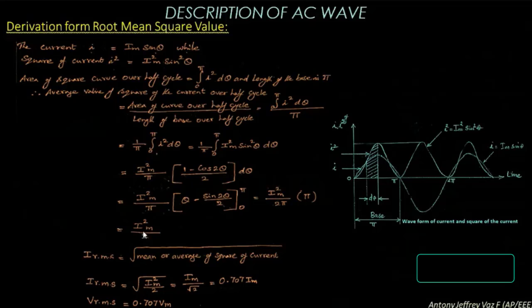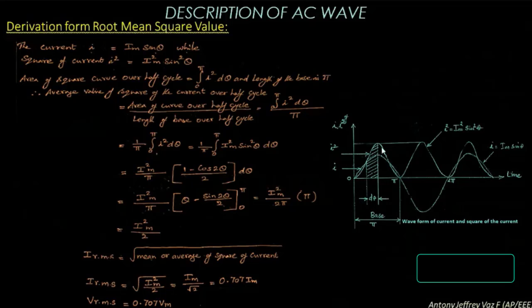So the RMS value of the current is the square root of the average of the square of the current. So we need to find IRMS equal to the square root of Im square divided by 2, which is equivalent to Im by root 2. So we get a value of 0.707 Im, and the same value applies for voltage also.